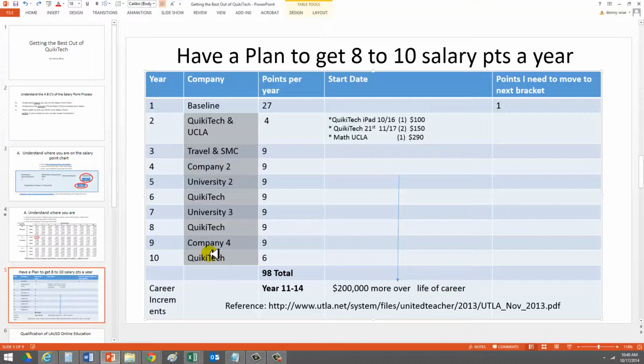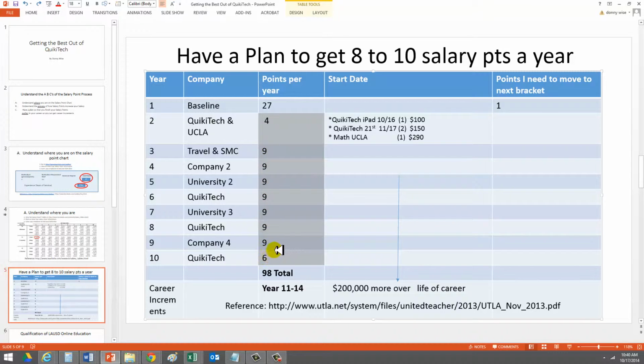And if you have the time, and I would really encourage you to do this, go ahead and write down the companies or the educational institutions or the online educational institutions that you'd like to take courses from. And then plan out how many salary points you're going to get per year. So this particular person, she knows that she only needs one more point to get to the next bracket. But she says to herself, you know what? I'm going to get 4 more points.